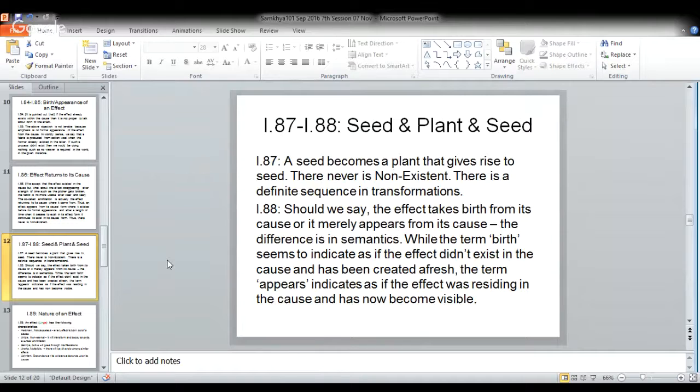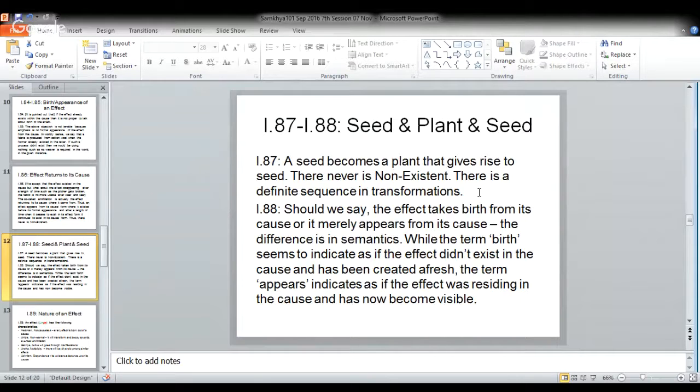Parampayato Anveshana Bijankur Vata. Bij is seed, Ankur is a germinated kernel. So a seed becomes a plant that gives rise to seed. There is never a non-existent; there is a definite sequence in transformation. Parampayato means it is the tradition. This is the life story.